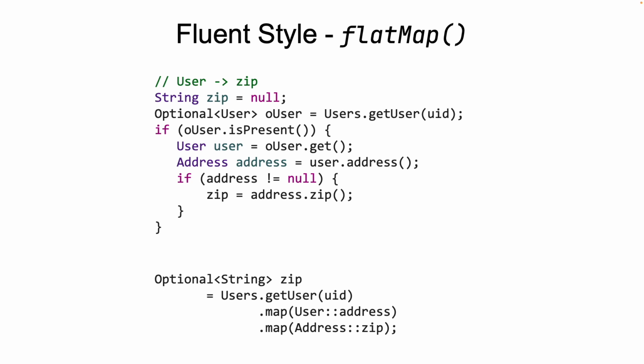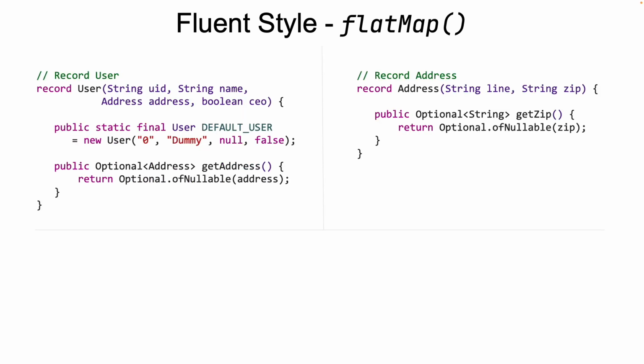But what if we change the design of both user and address by adding two methods, getAddress and getZip, which returns the optional types? This is just to show how to deal with optionals. So in the record user, you have a getAddress. Now the record also has an address method which just simply returns an address. But the getAddress would return an optional address. I just added it to showcase the flat map method. Same with the address record.